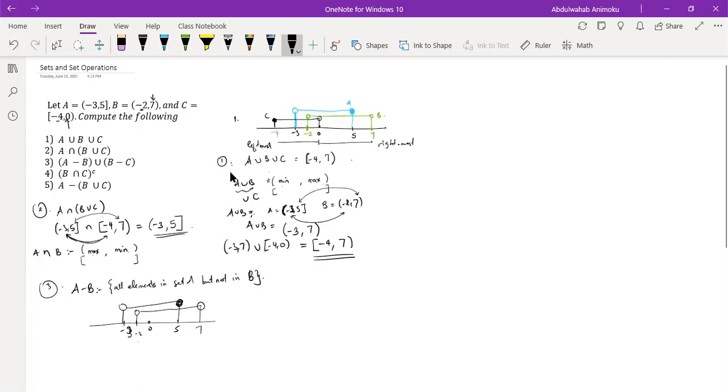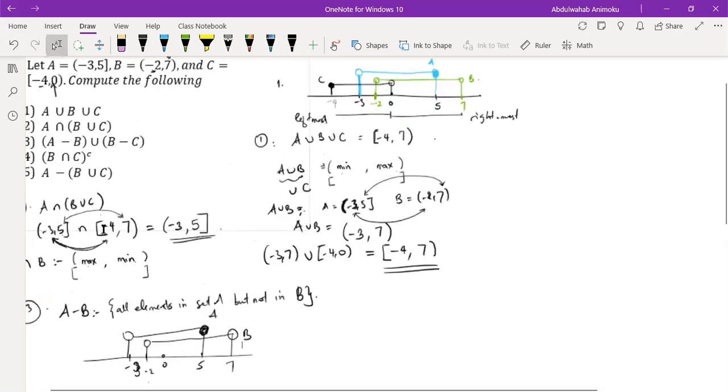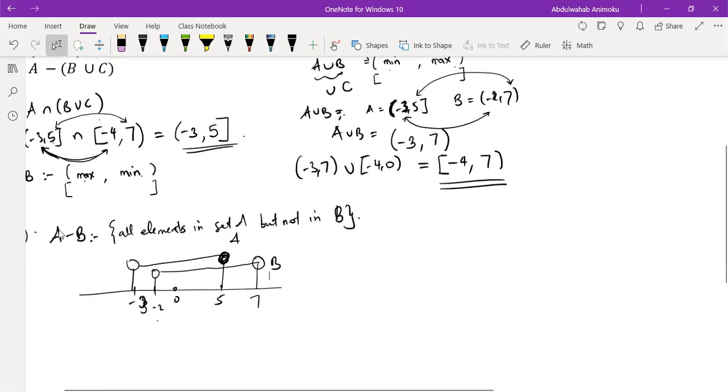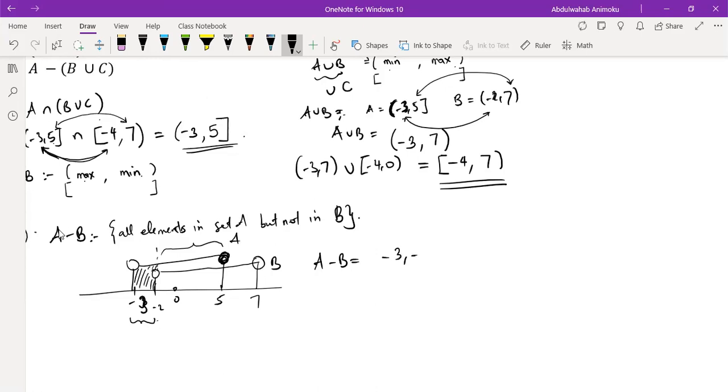Now the difference between these two sets means this is A and this is B. Like I said before, this means what is in set A but not in B. Now you have to check. This is the part, you can agree with me, between -3 and -2 would be the part that is in A, but not in B, right? Now, if you check everything else that is in A, between -2 and 5, they are also in B. So our possible answer for A difference B would be the interval between -3 and -2. Now we have to also check the boundaries.